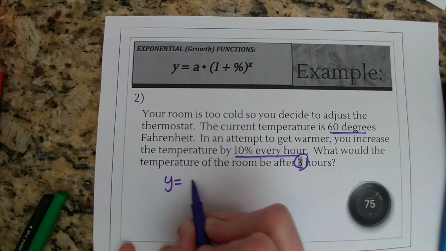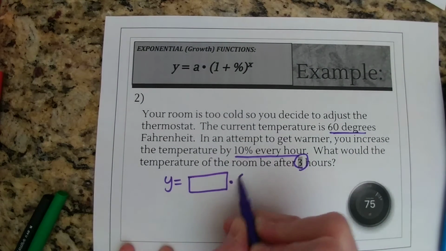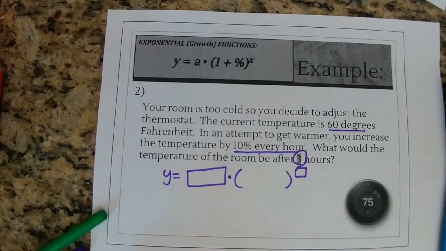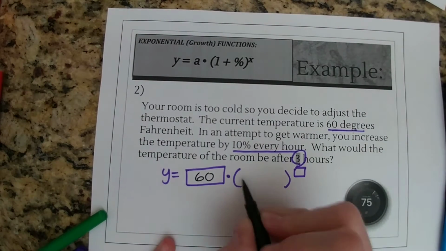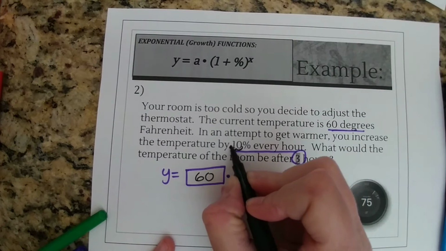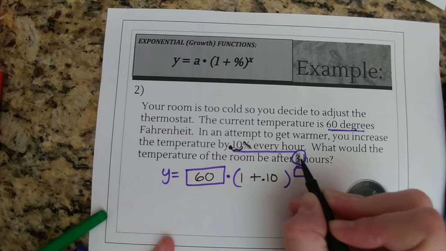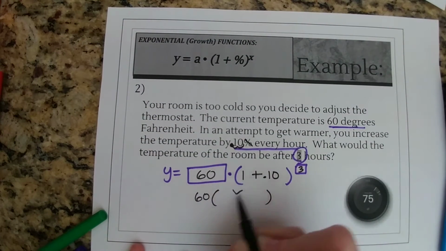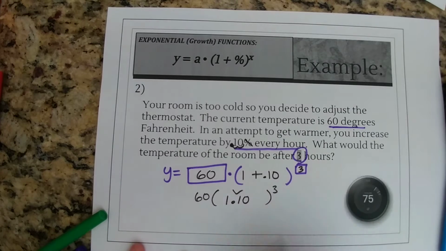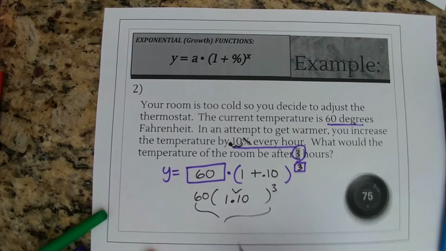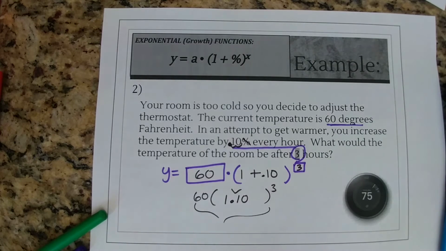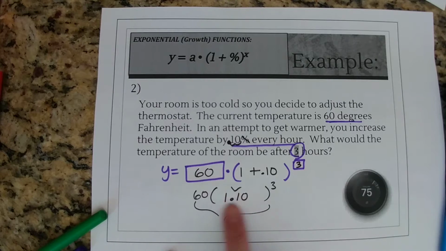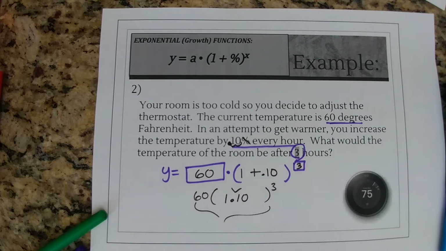So we're just going to plug that right into the function. Our start, our growth, and the exponent is our time period. So putting 60 degrees here, 1 plus 0.10 and 3 hours. So this will be 60 times 1.10 to the exponent of 3. And then you're just going to use your calculator to type that in and evaluate it. If you have parentheses on your calculator, just use the parentheses. Otherwise, you have to think order of operations. First take the exponent, then multiply it by the 60.